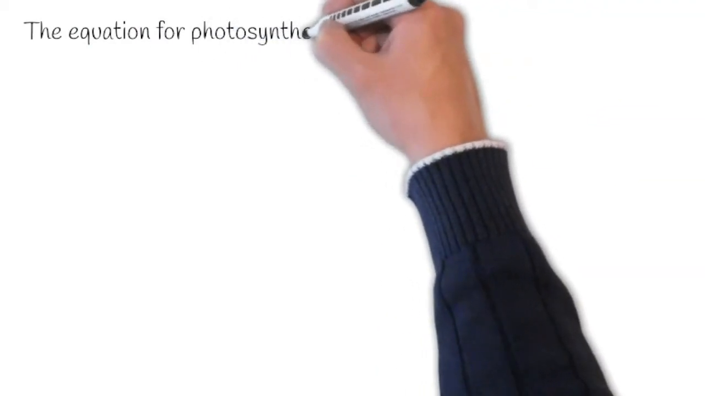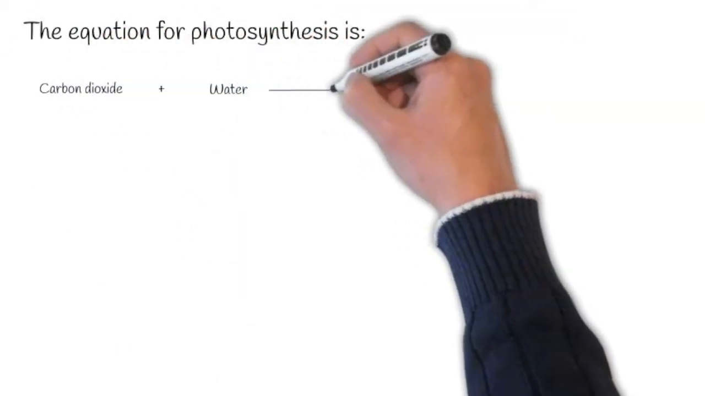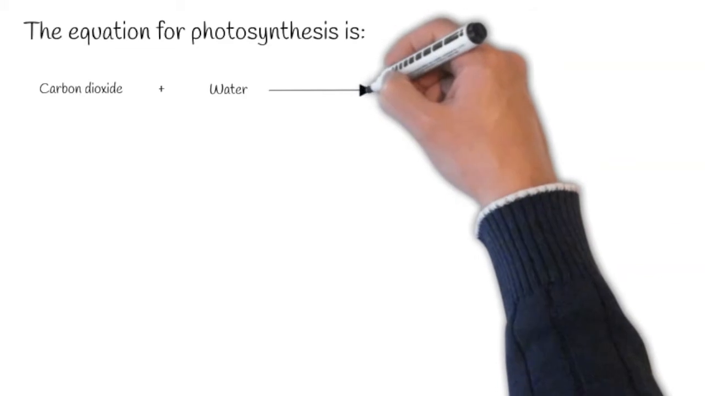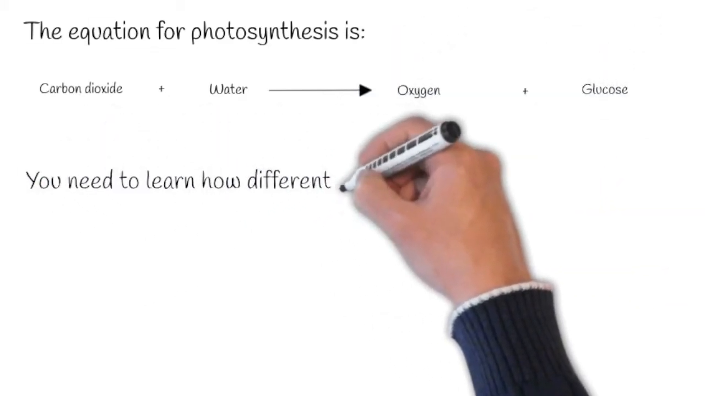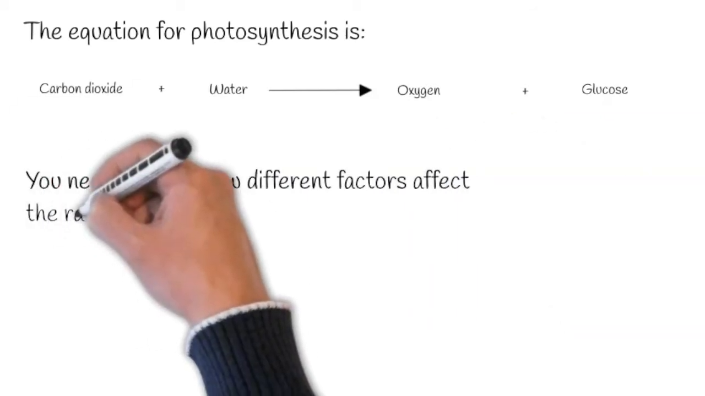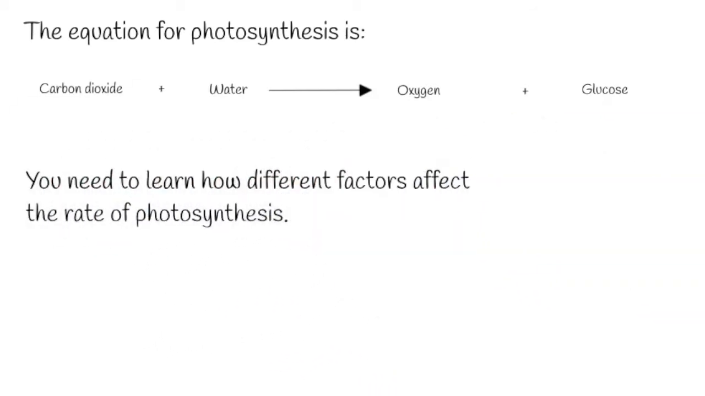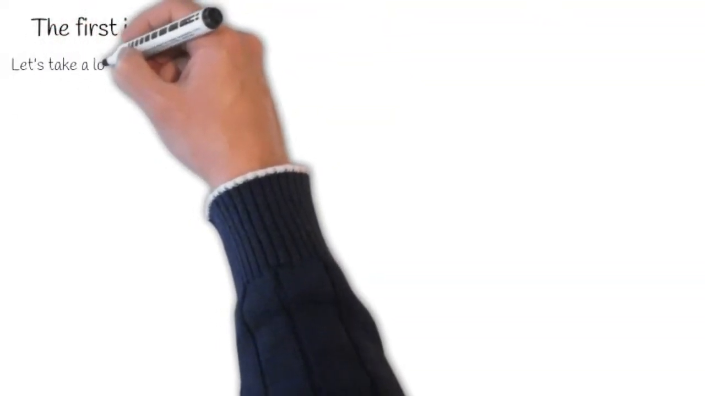The equation for photosynthesis is carbon dioxide plus water goes to oxygen plus glucose. You need to learn how different factors affect the rate of photosynthesis. The first factor is light. Let's take a look.